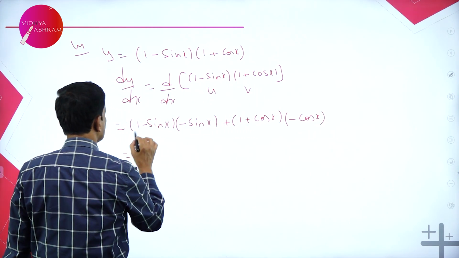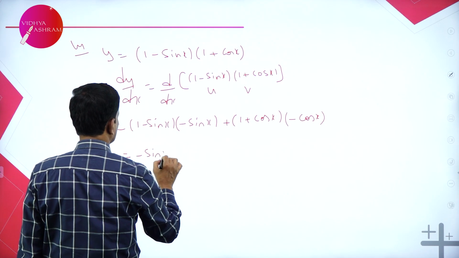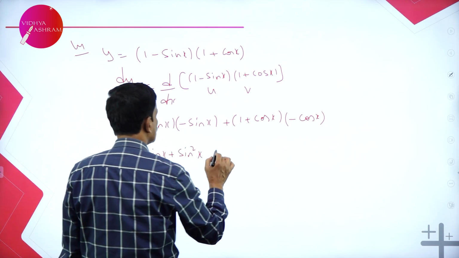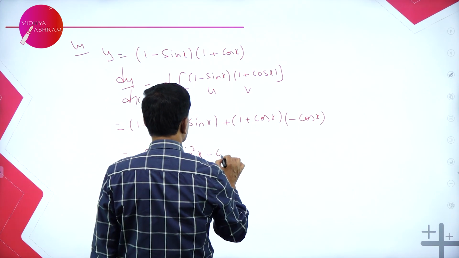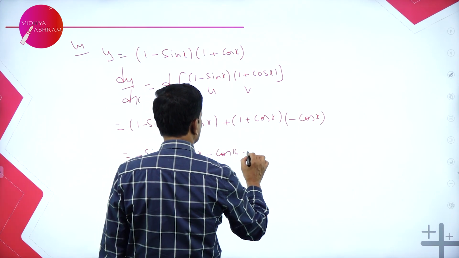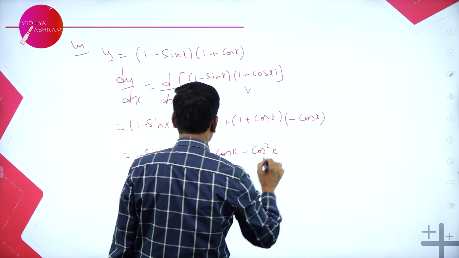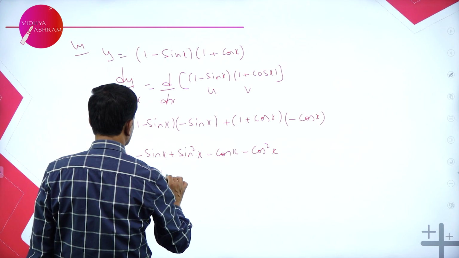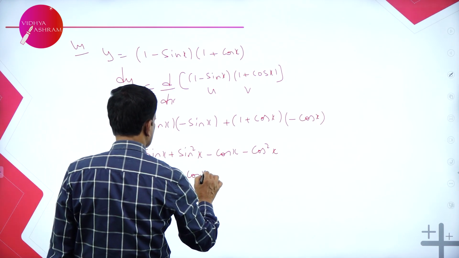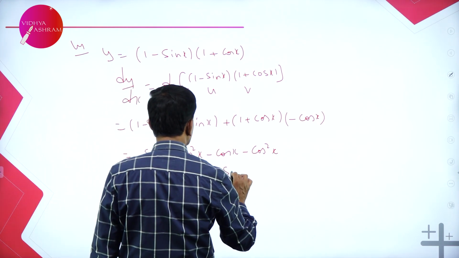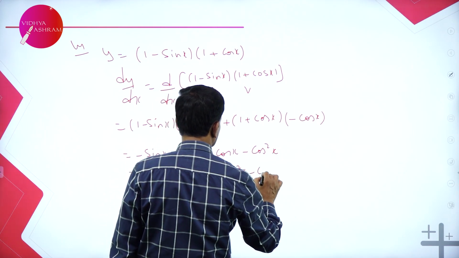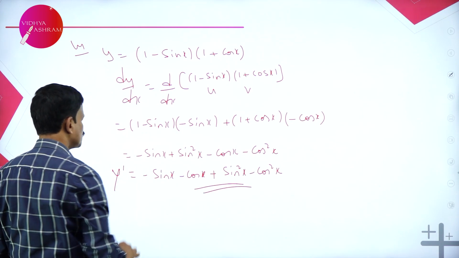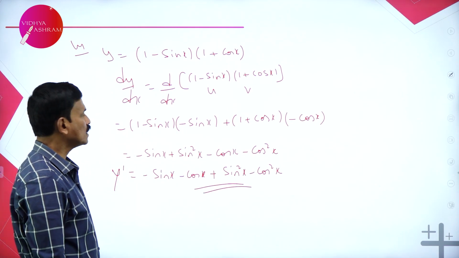Now, multiply this. Minus 1 into sin x is minus sin x, minus into minus plus sin into sin is sin square x. Again, minus 1 into cos x is minus cos x, plus into minus minus cos into cos is cos square x. Now, this can be written as minus sin x minus cos x plus sin square x minus cos square x. This is how we differentiate. This is the derivative of y.